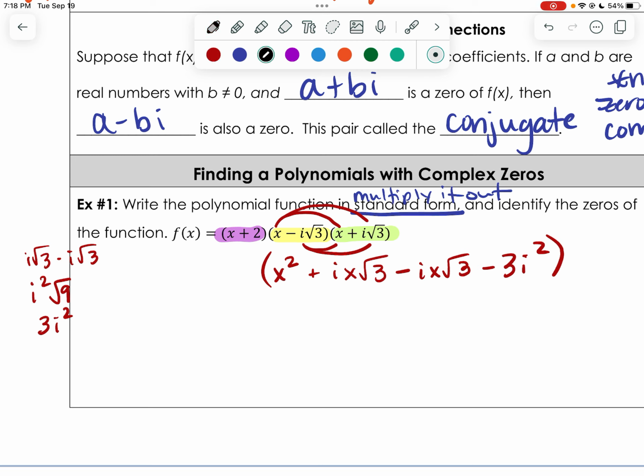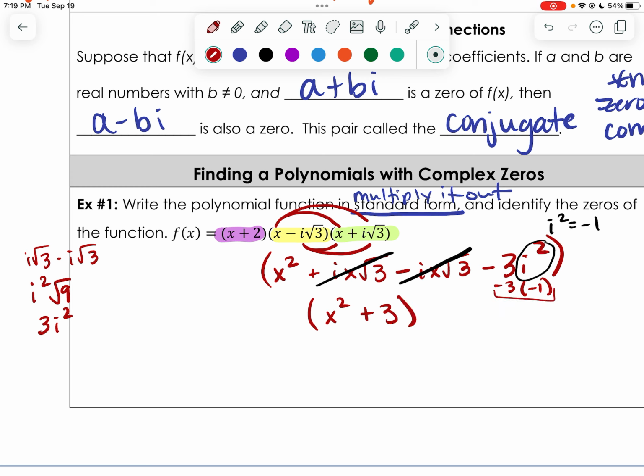So I have a plus i times root 3 and I have a minus i times root 3. Those are going to cancel. And then also think about what you remember from Algebra 2 about i squared. i squared is -1. So let's simplify this a little bit. So this becomes x squared, nothing in the middle. And then it's minus 3 times -1. So that ends up being a plus 3.